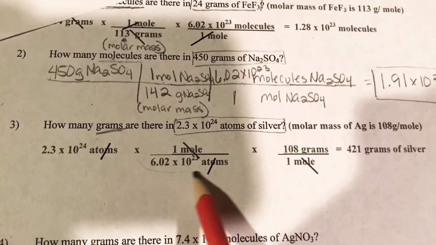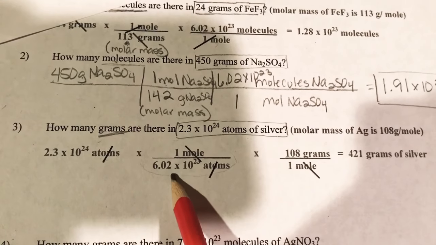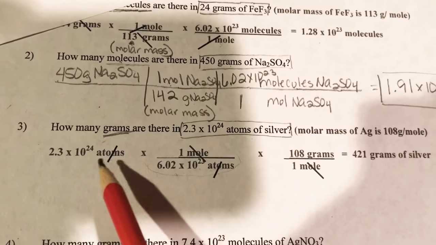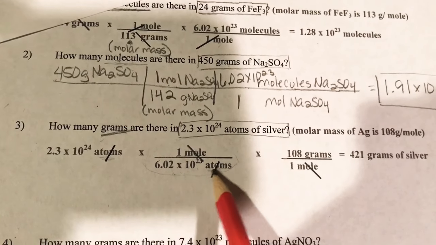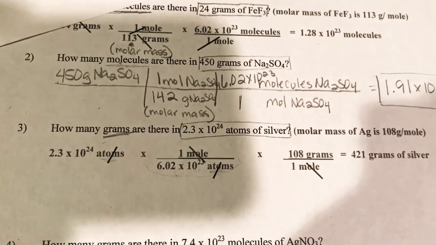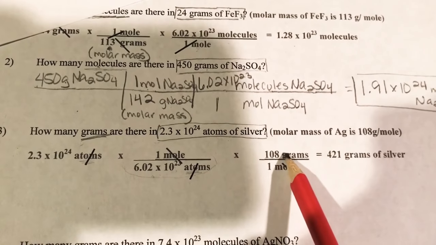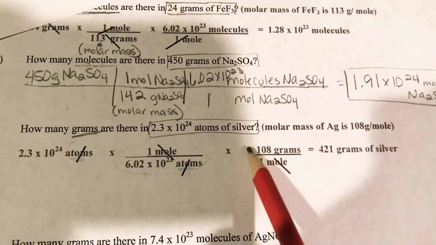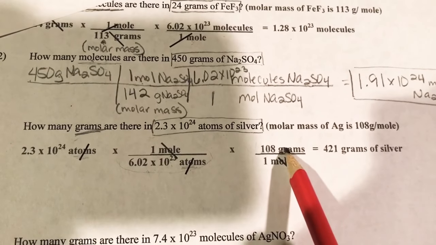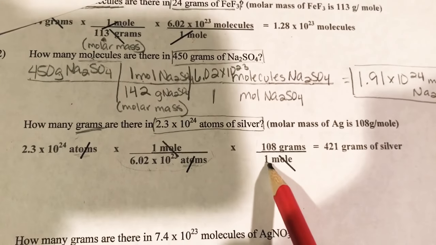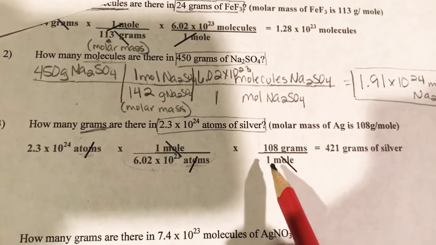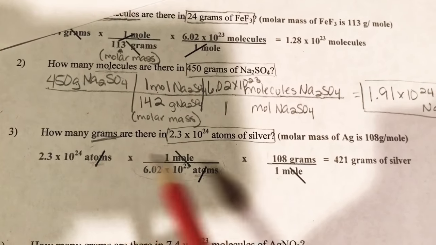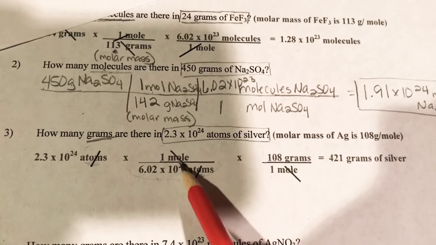You use the conversion factor with Avogadro's number of 1 mole is equal to 6.02 times 10 to the 23rd atoms. Remember, what we're trying to get rid of goes on the bottom. So I'm trying to get rid of atoms, so atoms has to go on the bottom. 1 mole goes on top. Now I'm at moles, and I need to get to grams. So I put the molar mass for silver, which is Ag, and it's 108 grams on top, because that's what I'm trying to find. And I divide by 1 mole, because we have the conversion factor of 1 mole is equal to the molar mass of a substance. Notice how they've canceled out the atoms, and then they've canceled out the moles.